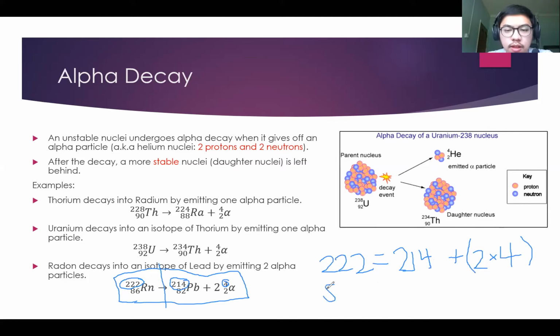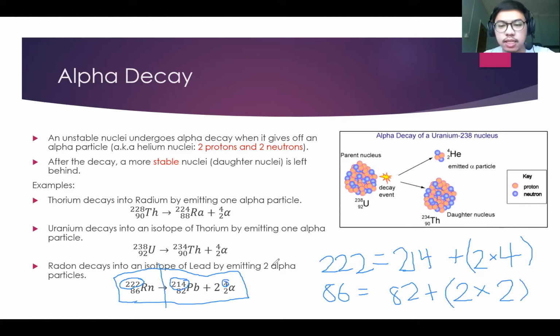As for the atomic number, or the number at the bottom, you have 86 is equal to 82 plus a factor of 2, because there are two alpha particles there. 2 times 2. Let's check again whether the left and right sides are balanced or not. So 2 times 2, that's 4. 4 plus 82, that is 86. So indeed, the numbers on the left and the numbers on the right are balanced. So you have to keep that in mind.